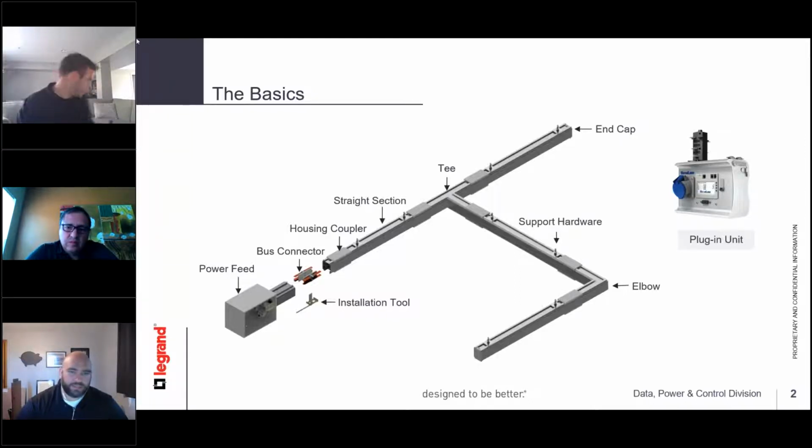In the data center industry that I specify most of my applications, they're usually straight runs. So it's a very simple bill of material, starting from the power feed where the field termination cables come in from the UPS or transformer, typically straight through straight sections with a bus connector and housing coupler in between. So it's for a straight run.